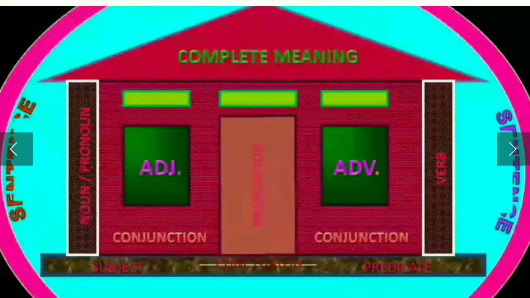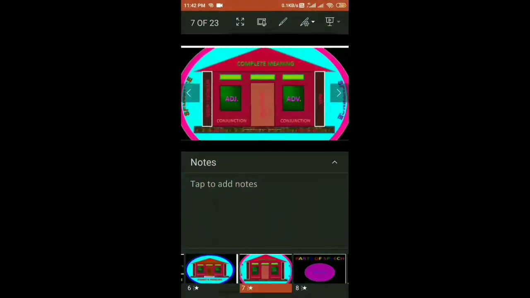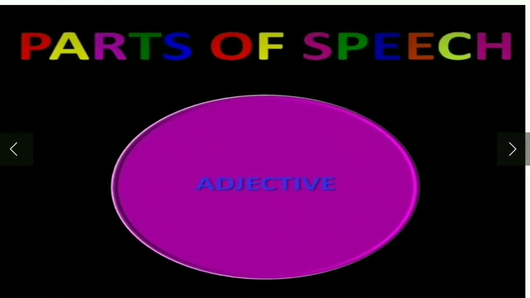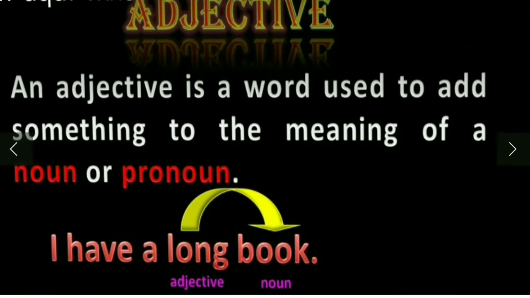In our previous 2 videos, we had already discussed noun and pronoun. Now let's discuss the third part of speech, that is adjective. An adjective is a word used to add something to the meaning of a noun or pronoun. Let's try to understand it with the help of an example.